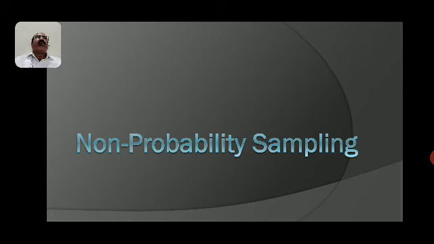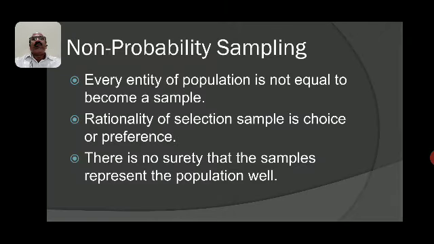Then we'll go for non-probability sampling. That means choice. In many cases, there are restrictions in exactly utilizing randomized or probability sampling. Thereby, we go for non-probability sampling. But the problem is that there is biasness associated with it. Every entity in the population does not have an equal chance to become a sample. Okay, we'll see step by step how it is.